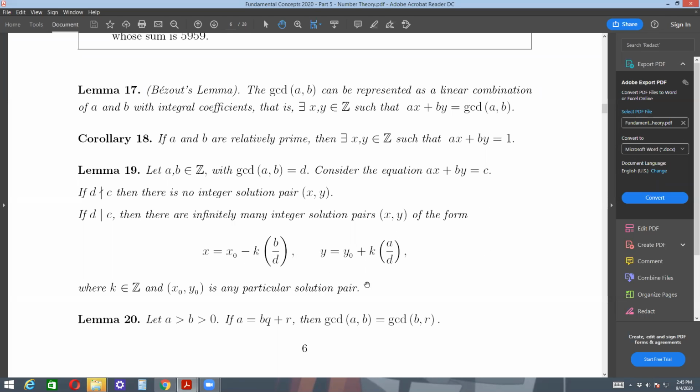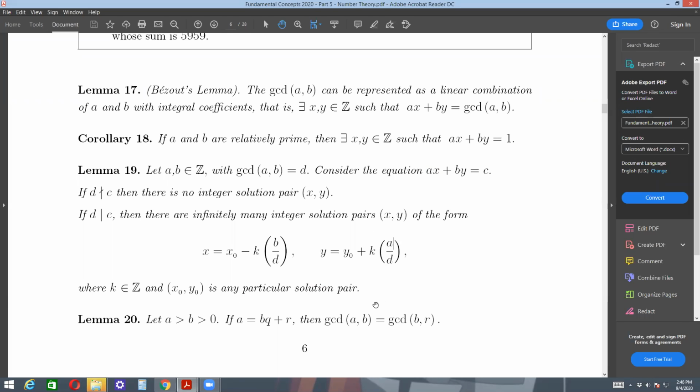And then what you do is you take the number not associated with x. So here I have ax, so the b is associated with y. So I take the number not associated with x, that would be b, and divide by the GCD. And similarly for y, I take the number not associated with y, that would be a, and divide by d.